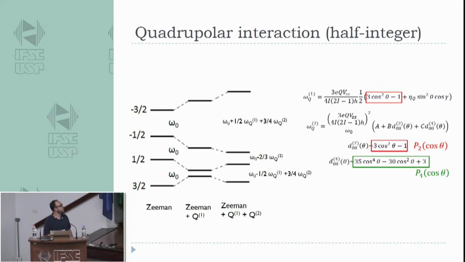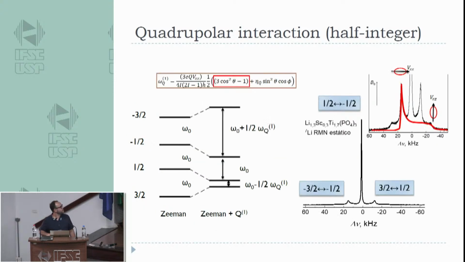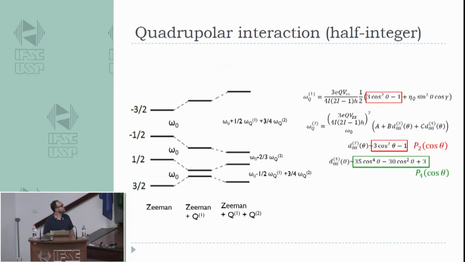When you go to second order, we have further splitting of the lines. You see that before, the central line didn't change, so we had a sharp line for the central transition. But now the central transition is also affected, and the angular dependence goes with the P2 of cosine theta again, but we also have another Legendre polynomial here, the P4, so we have another angular dependence.